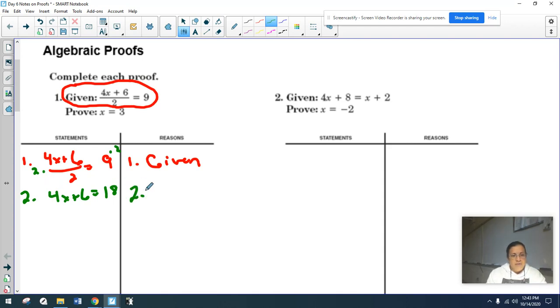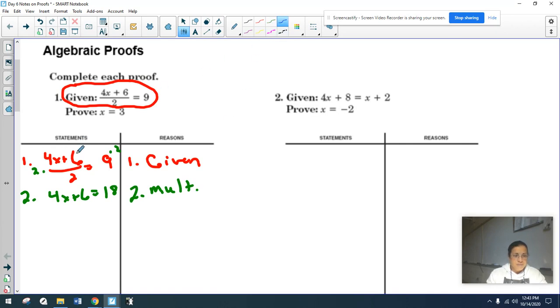And then you have to say what you did. So what I did was I times both sides by 2. So this is multiplication property of equality. You can just put multiplication, that's fine. The whole thing, multiplication property of equality, is what technically should be written.